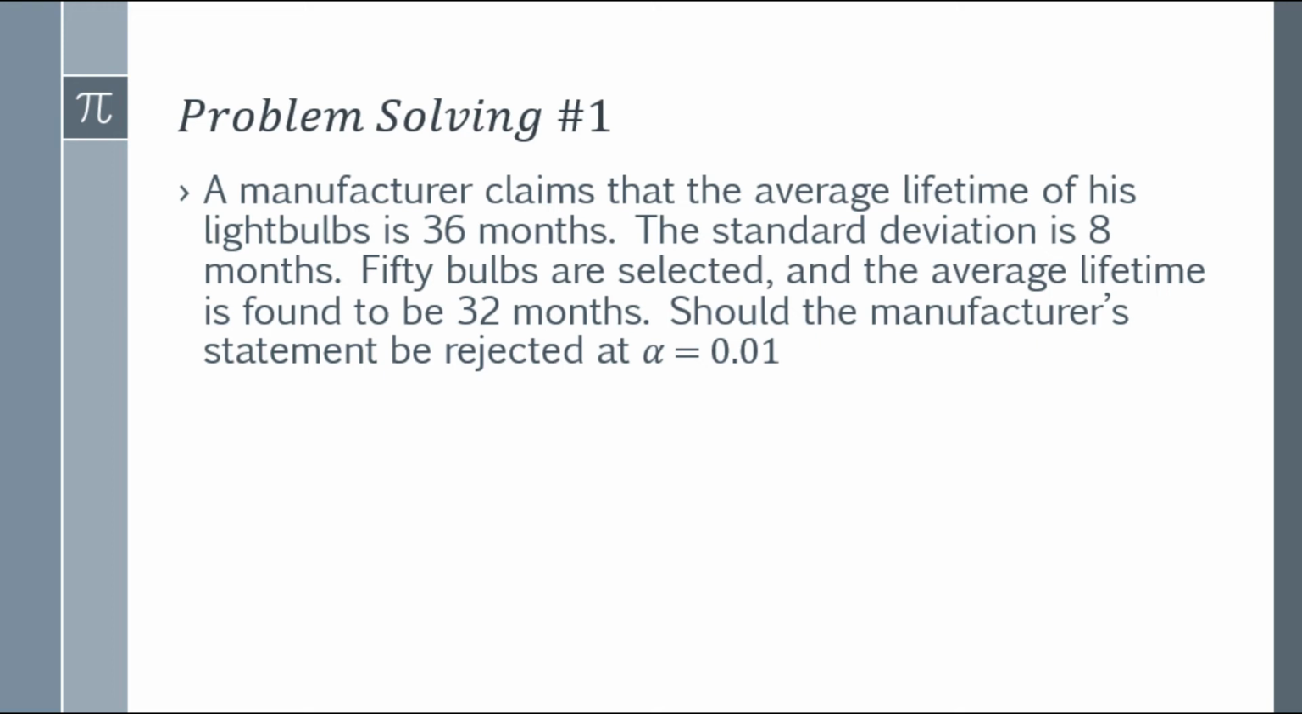Okay, problem solving number 1. A manufacturer claims that the average lifetime of his light bulbs is 36 months. The standard deviation is 8 months. 50 bulbs are selected and the average lifetime is found to be 32 months. Should the manufacturer's statement be rejected at alpha is equal to 0.01 or level of significance?